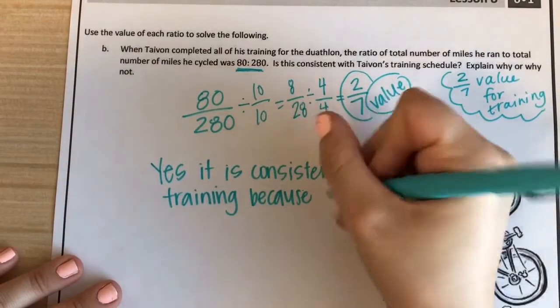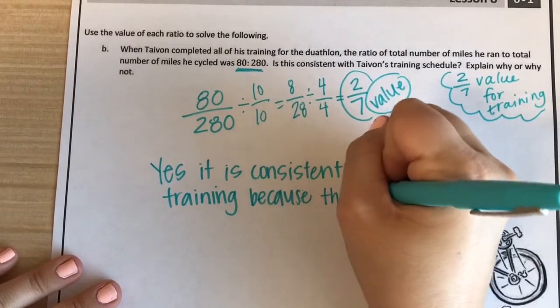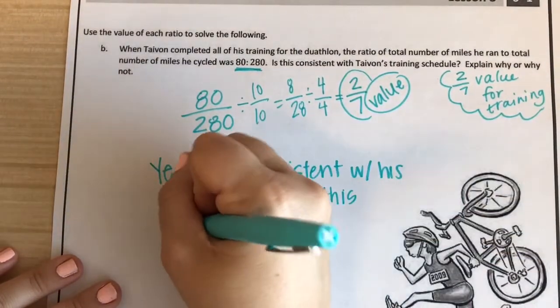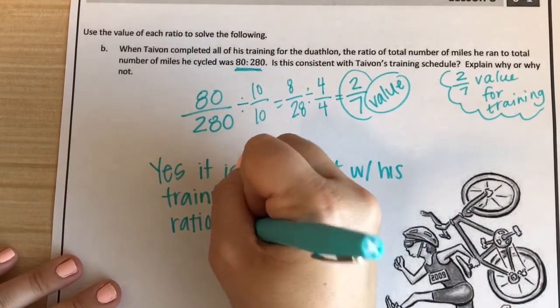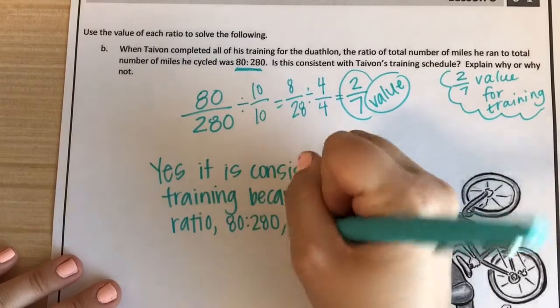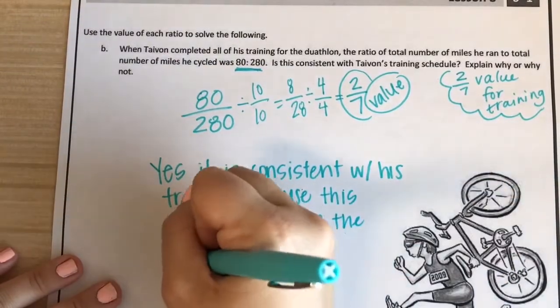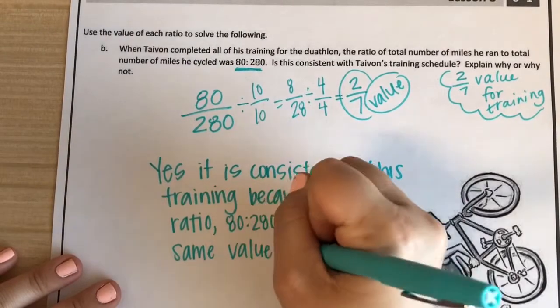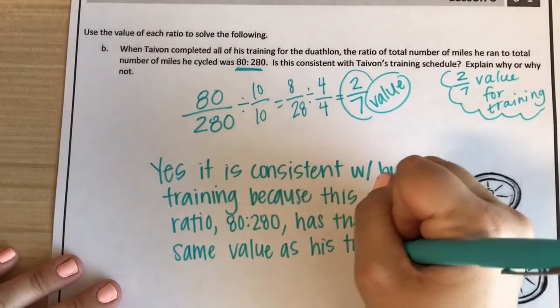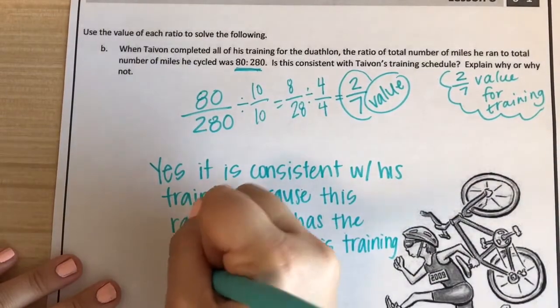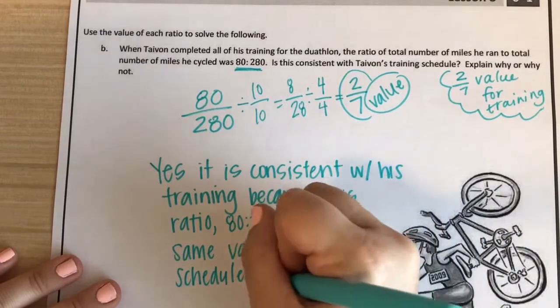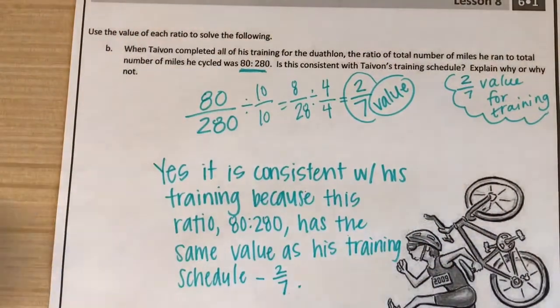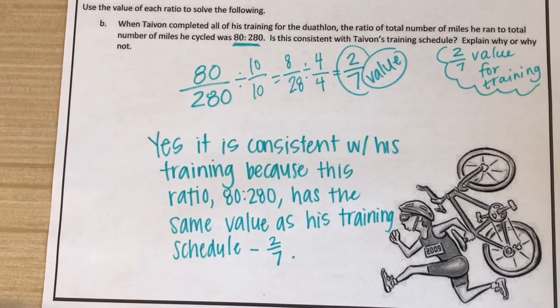because this ratio, 80 to 280, has the same value as his training schedule, which is 2 to 7. Okay. Go ahead and pause if you need to write this, or if you would like to put that in your own words, feel free. No, feel encouraged to put it in your own words.